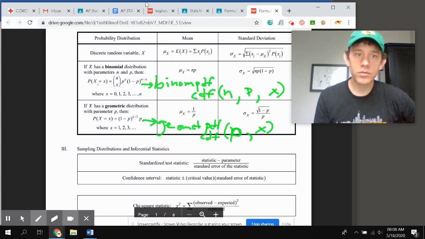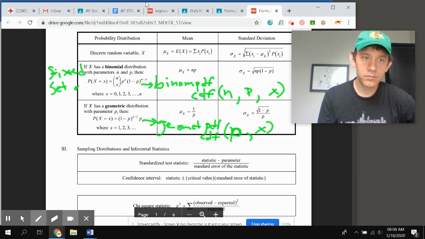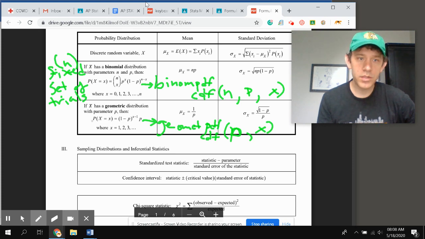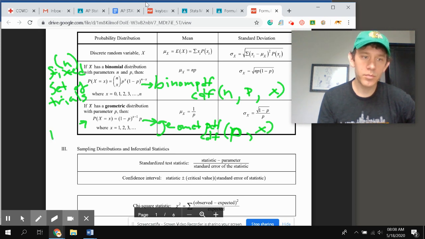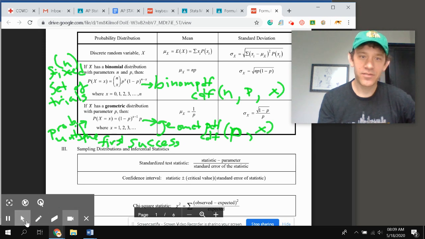Now, what makes a binomial setting? You've got to have a fixed set of trials. That's our n. What about geometric? You have to have trials until the first success. It's not a fixed set, it's until the first success. So that's that for binom and geomet.